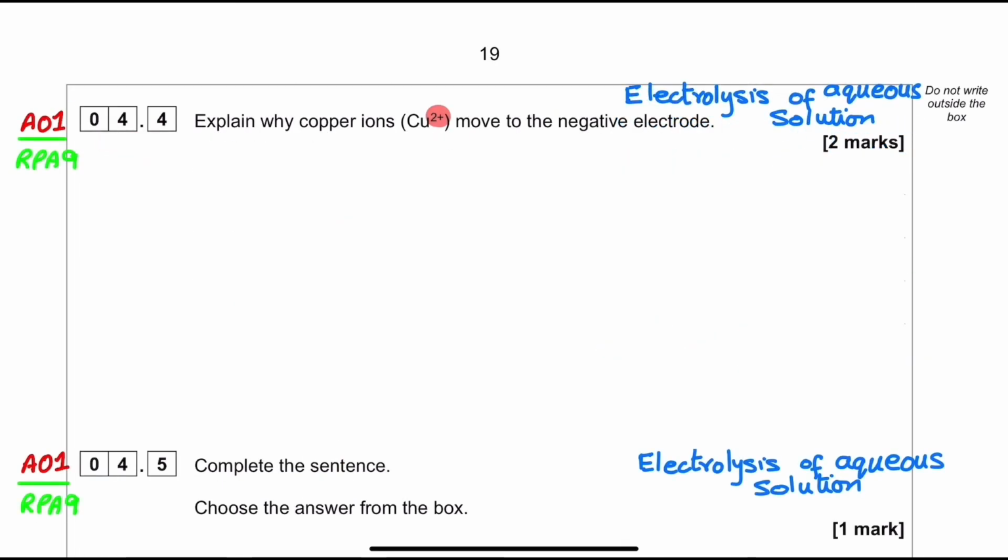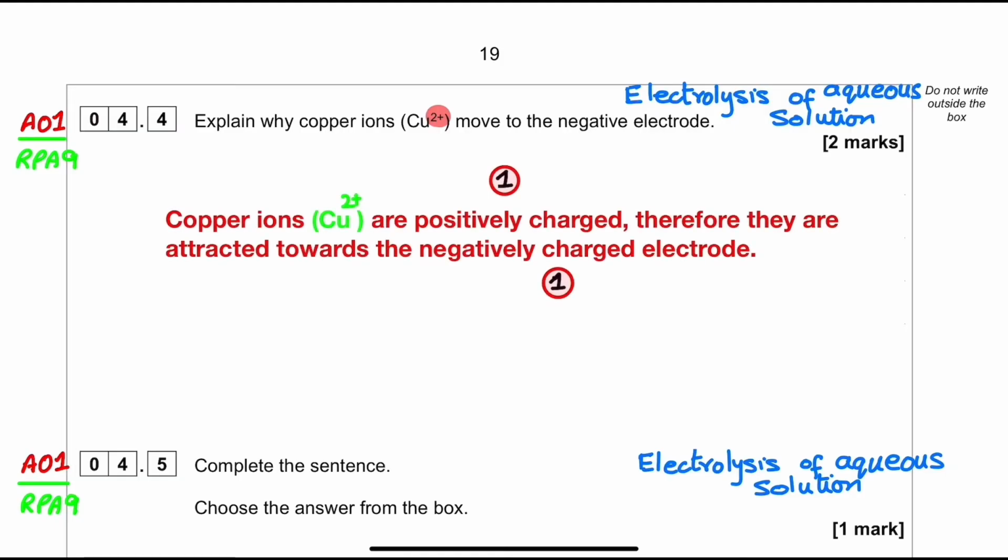4.4 is an AO1 question, but this question is from the required practical activity number 9. Explain why copper ion Cu2 plus moves to the negative electrode. This question is from the topic of electrolysis of aqueous solution. Let's see the model answer. Copper ions are positively charged, therefore they are attracted towards the negatively charged electrode during the process of electrolysis of copper bromide solution.